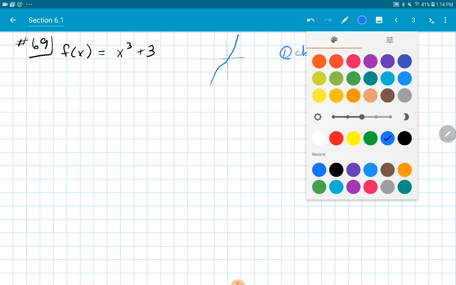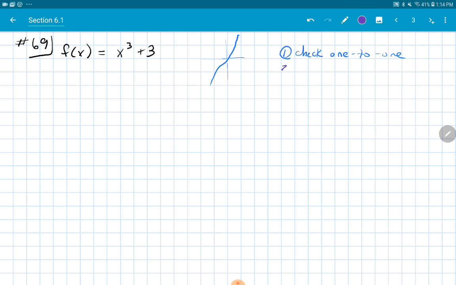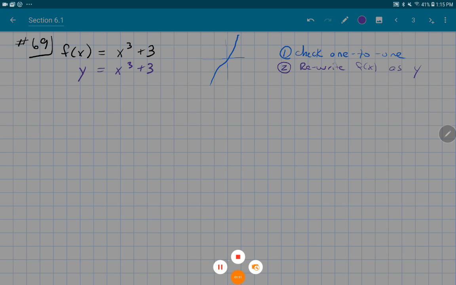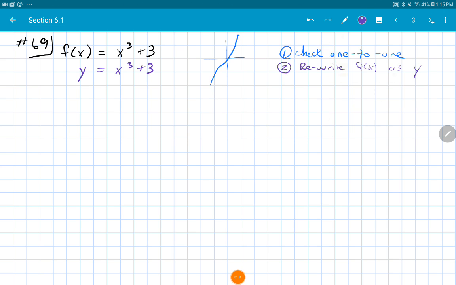then the second step is to rewrite the function notation as just x and y. So rewrite f of x, or g of x, or whatever it's called, as a y. So I'm going to write y equals x cubed plus 3. Okay, and the third step is to switch the x and the y.